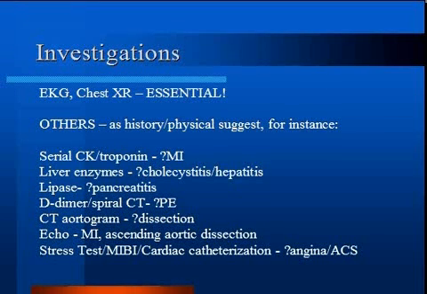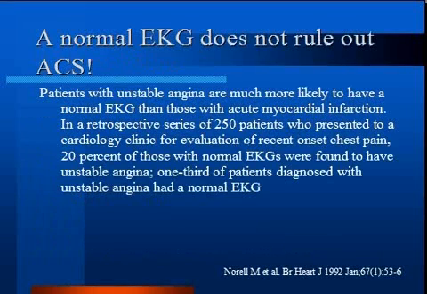Cardiac enzymes should be ordered if concerned about MI. Liver and pancreatic enzymes should be ordered if considering cholecystitis, hepatitis, and pancreatitis. Further investigations may occasionally be required to establish or rule out specific etiologies for the chest pain.